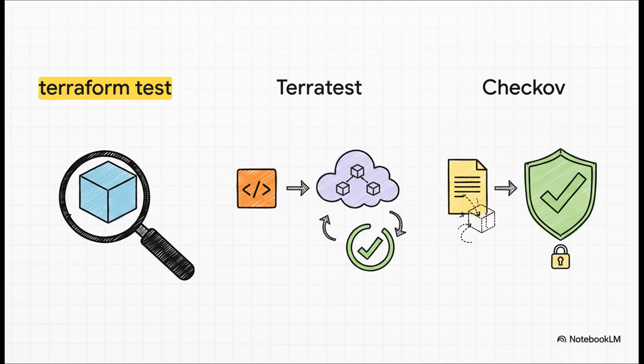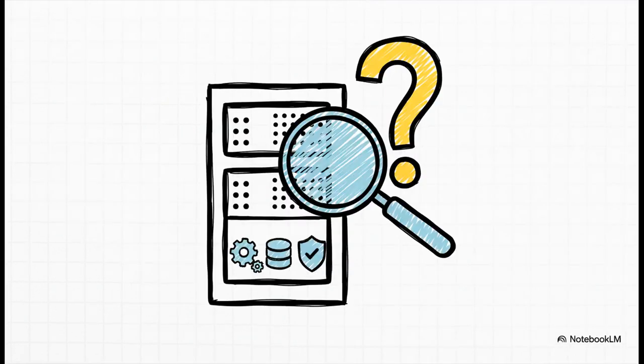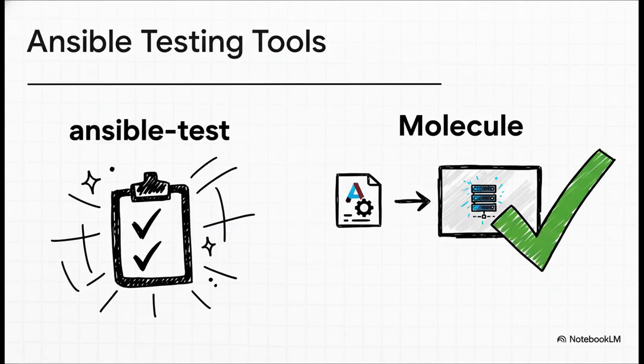What a lifesaver. So our infrastructure code is solid, but what about the stuff inside? We have to test the next part of the pipeline too. We need to know, does our Ansible playbook actually do what it's supposed to? Does it install the right software and configure it correctly? And of course, there are tools for that too.